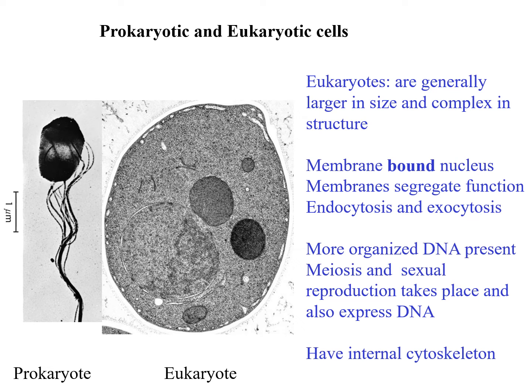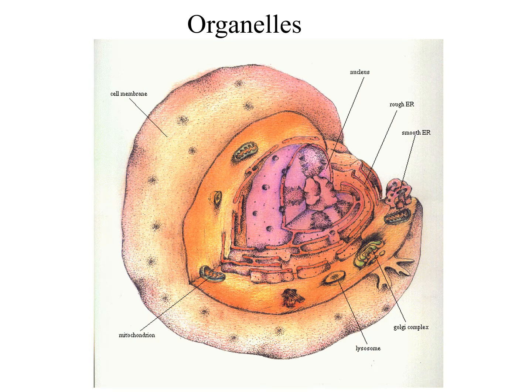So there are some differences between prokaryotic cells and eukaryotic cells. Eukaryotes are generally larger in size, complex in structure, with a membrane-bound nucleus, membrane-segregated functions, and more organized DNA. Fusion, meiosis, and sexual reproduction take place, and there are many other differences between prokaryotic and eukaryotic cells, right? So, this is the structure of an organelle.